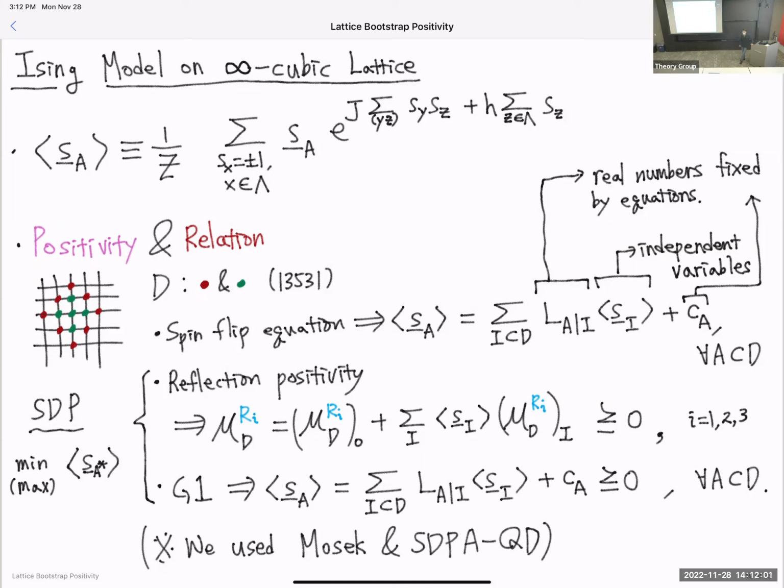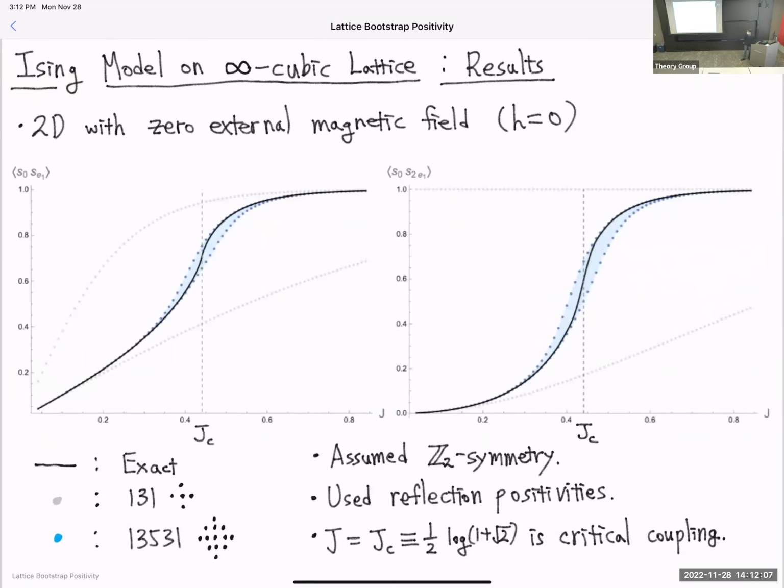Any question before I jump into the results? Good. So first things first, in 2D, in the absence of an external magnetic field, there is an analytically known solution. For example, let's take the nearest neighbor spin correlator. The x-axis is J, the coupling, and this black line is the analytic solution.